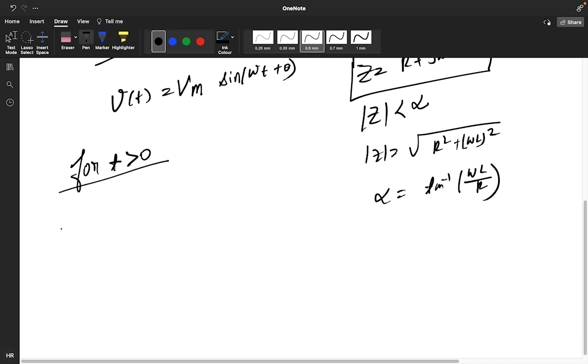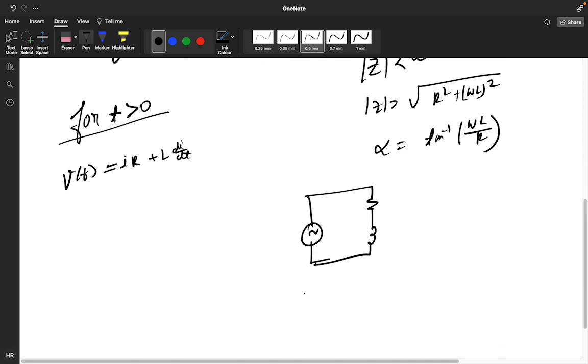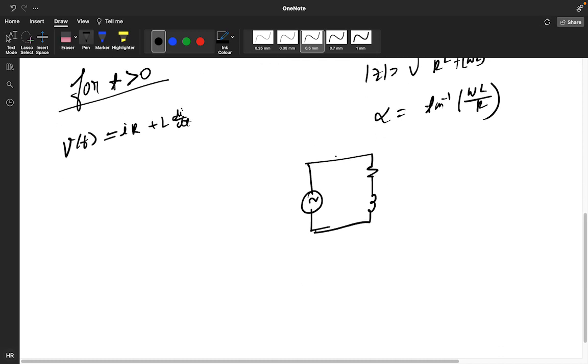So v of t is equal to i times R plus L di by dt, because the circuit is now closed like this. And I am assuming some current i is flowing.